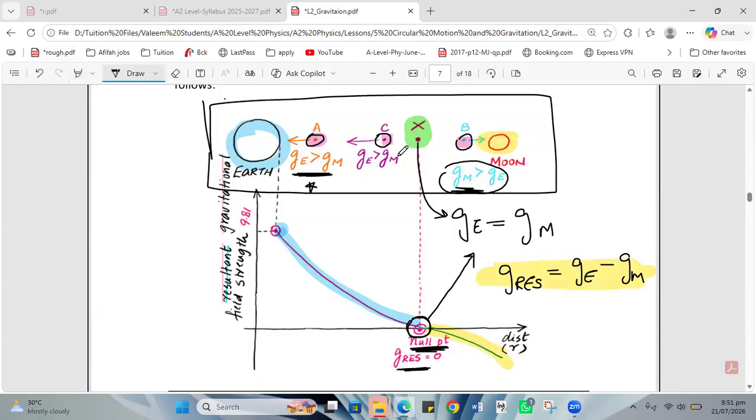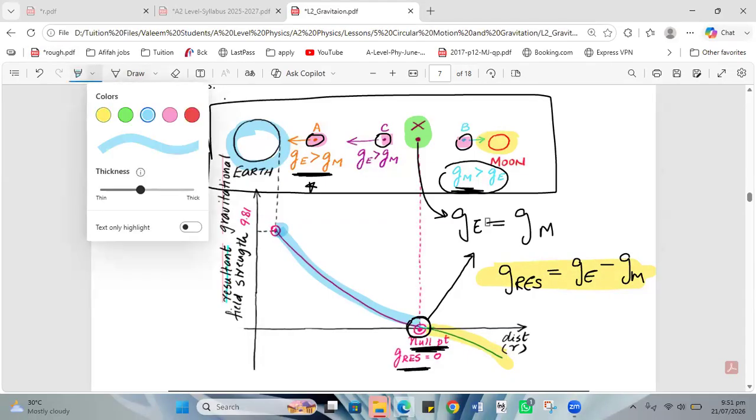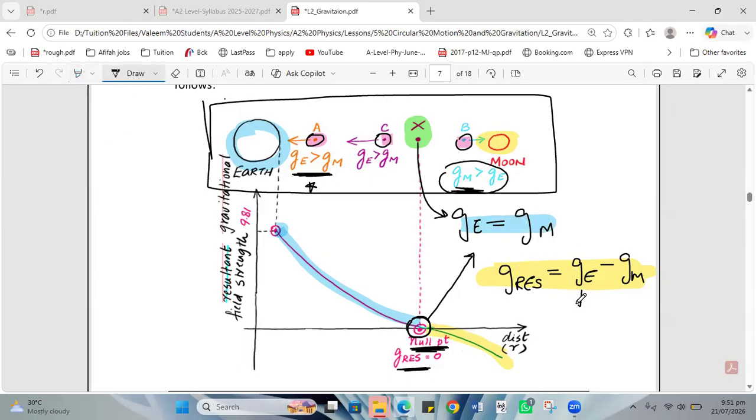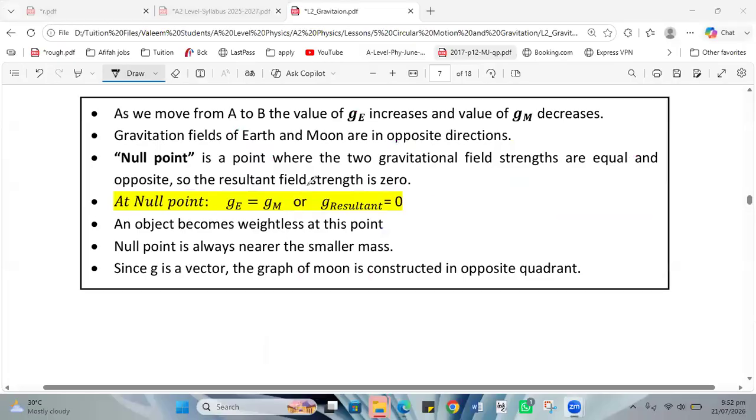Now, I told you at some point they will have the same gravitational fields. Imagine if Earth and Moon have the same values. For example, Earth is also 6, let's say, and Moon's value is also 6. 6 minus 6 is 0. So, the null point is a point where the resultant gravitational field strength is 0, or you could also say that the gravitational fields of Earth and Moon are equal to each other. What is the null point? It is a point where the resultant gravitational field is 0, or you could say it's where the Earth and Moon have equal field strengths.